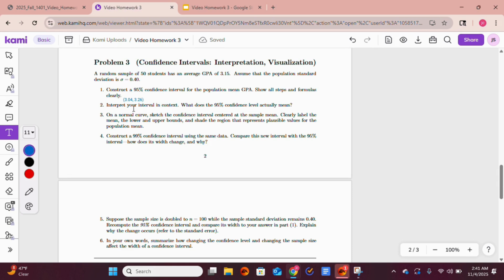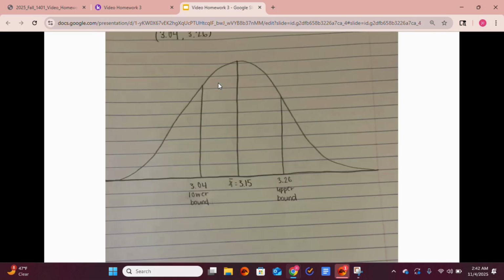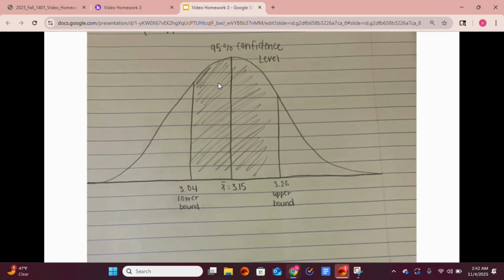Moving on to question 3, it asks, on a normal curve, sketch the confidence interval centered at the sample mean. Clearly label the mean, the lower and upper bounds, and shade the region that represents plausible values for the population mean. I first just drew the horizontal line in the bell curve. Then I drew my center at the sample mean, 3.15, and the lower bound, 3.04, and the upper bound, 3.26 from our confidence interval. Then I shaded the area between 3.04 and 3.26 that represents the middle 95% of possible sample means.